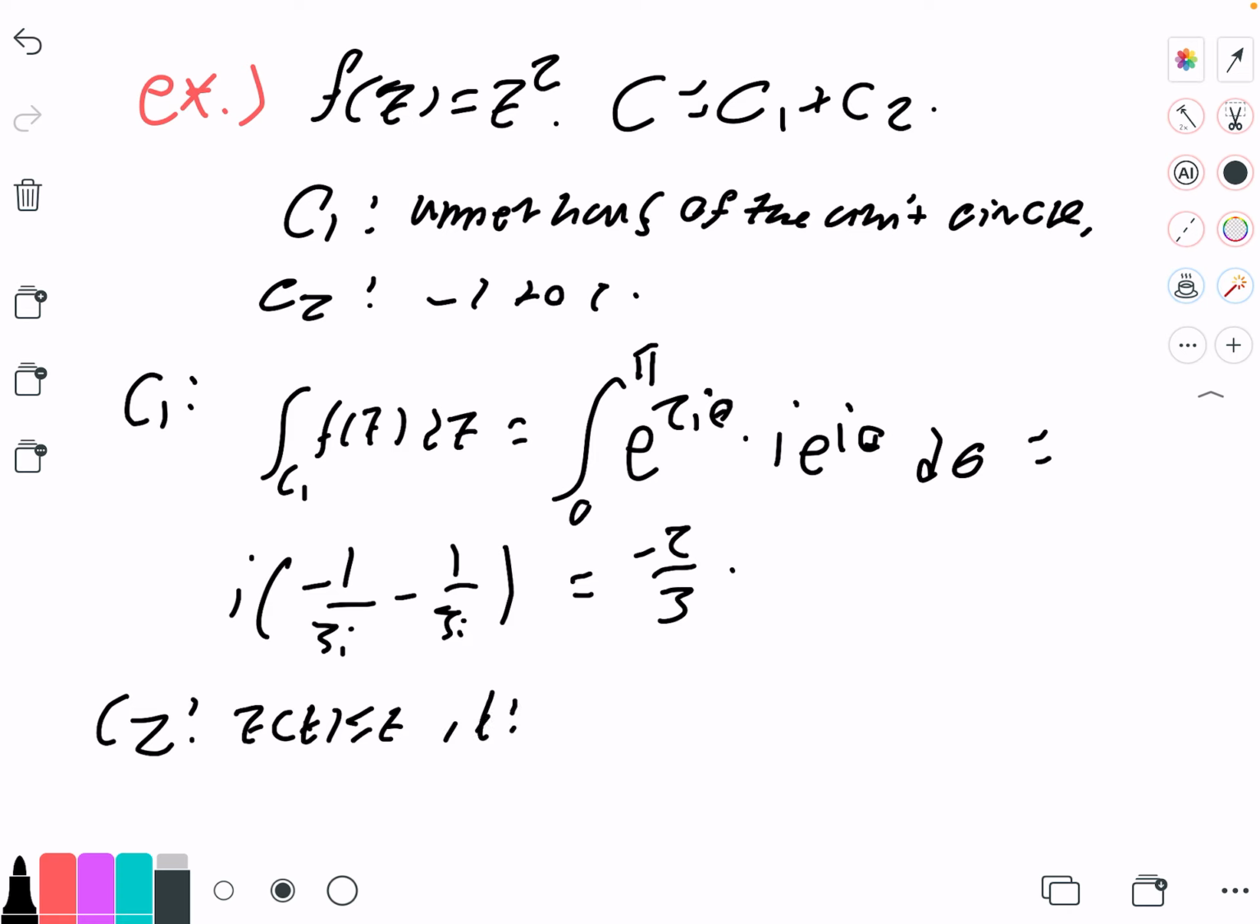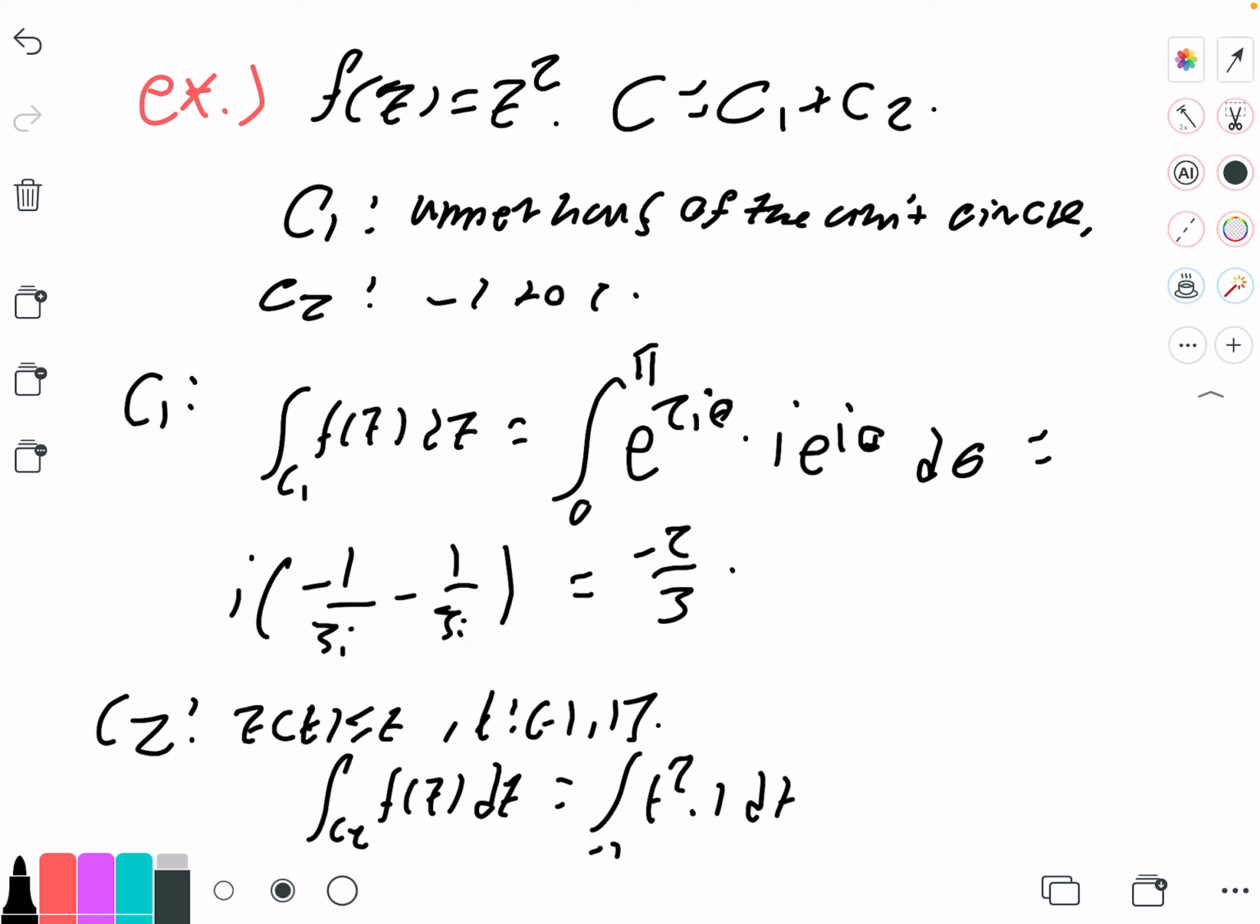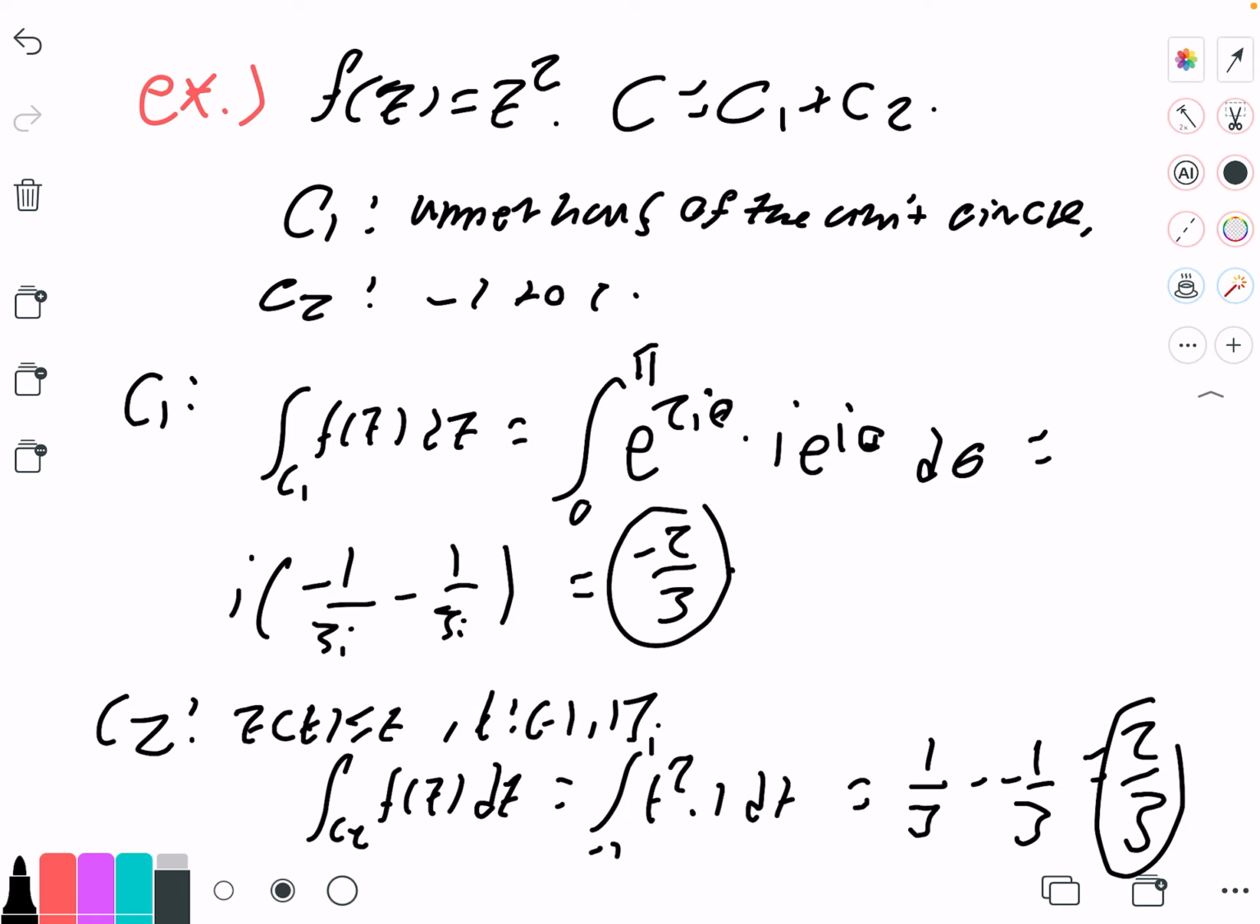And t is on the interval negative 1 to 1. So if you write out the integral for this, two-thirds. So we had 2/3 from C2 and negative 2/3 from C1. Summing these up, if we sum C1 plus C2, we get 0. And that's the answer. This is not just a coincidence, however. And we'll return to this later.